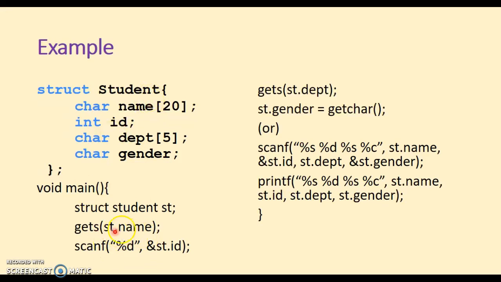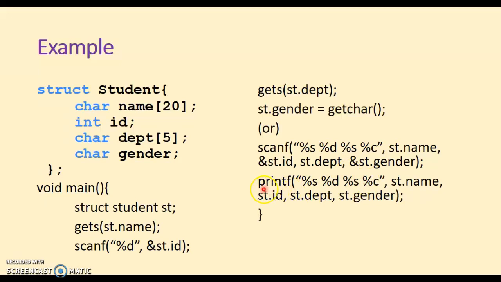So st dot name, structure variable dot field name, followed by student ID, scanf %d ampersand st dot id, followed by gets st dot department. We can read the department information. st dot gender is equal to getchar, or we can directly scan by %s %d %s, st dot name, st dot id, st dot department, st dot gender.